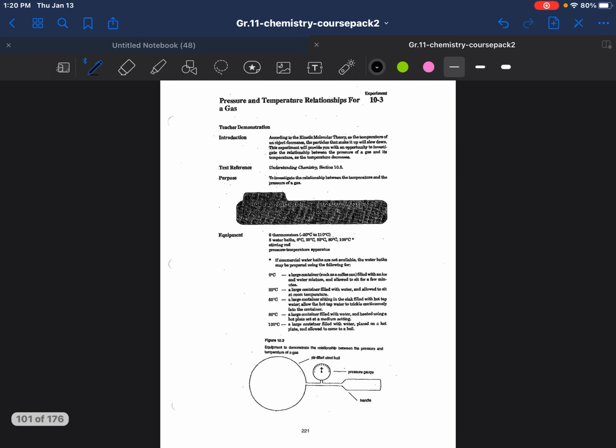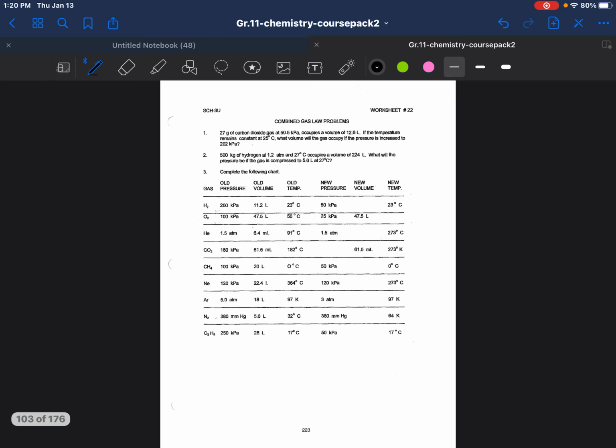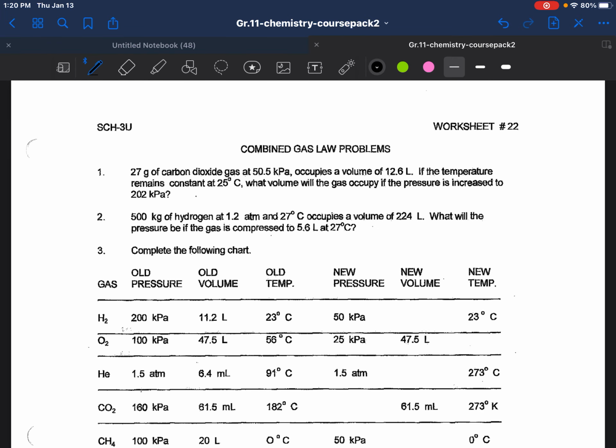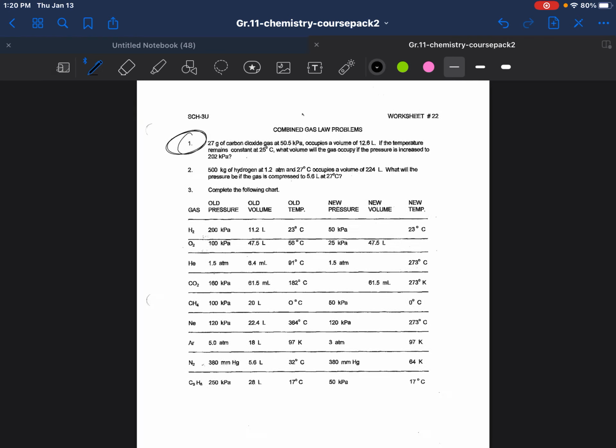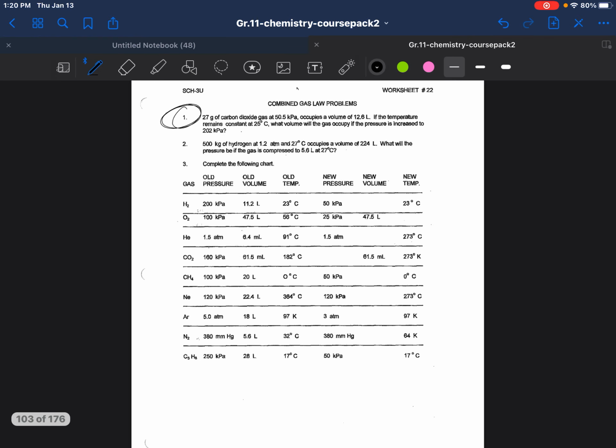So, let's take a look at one more situation, and then I think you guys are good. Let's take a look at this, and then we'll call it for the day, I guess. So 27 grams of carbon dioxide at 50.5 kilopascal occupies a volume of 12.6 liters. If temperature remains constant, that's nice, at 25 degrees Celsius, what volume does the gas occupy if the pressure is increased to 202 kilopascal?